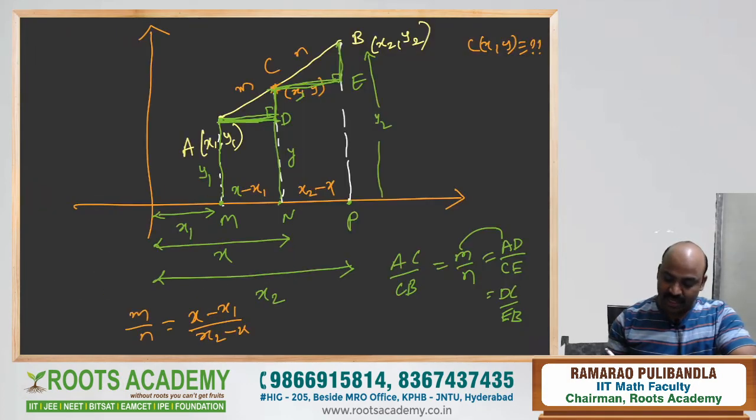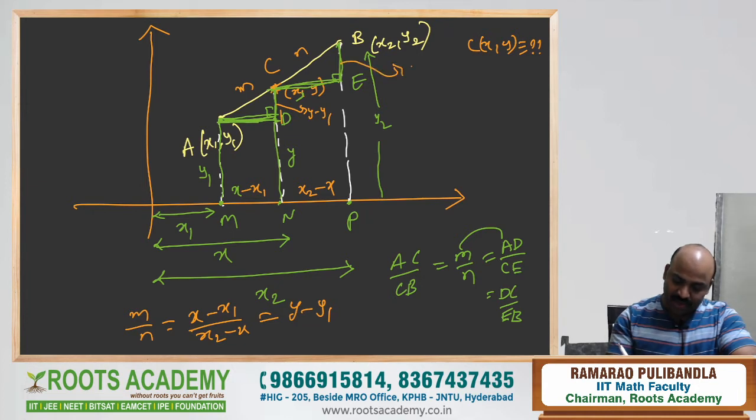Similarly, if I take the next two, then what I'll get is y minus y1. DC means this gap, y minus y1. So this small gap is y minus y1 and this gap is y2 minus y.